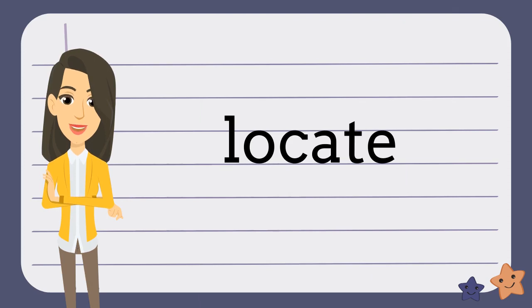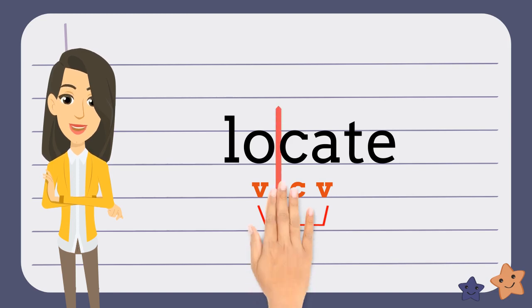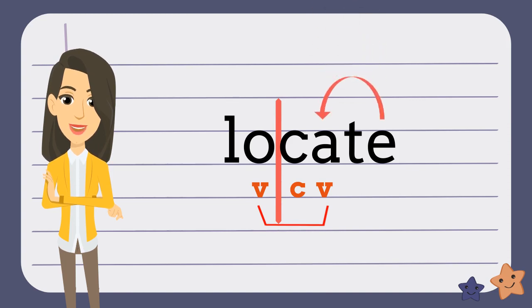The first thing you need to do is find the vowels. So in this word, the vowels are O and A. Now, find the consonant between the vowels. Next, bridge the vowels. Then, draw a line between the first vowel and the consonant. Finally, you need to label the magic E.